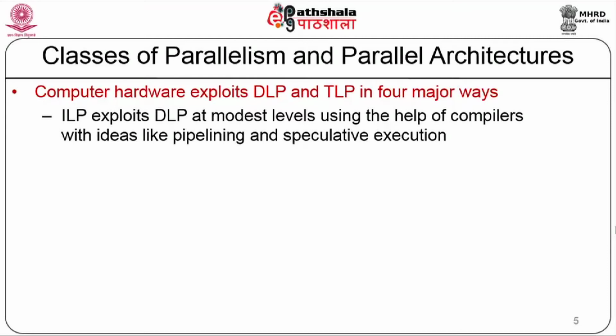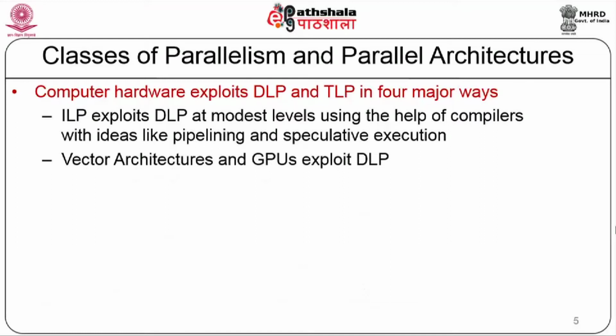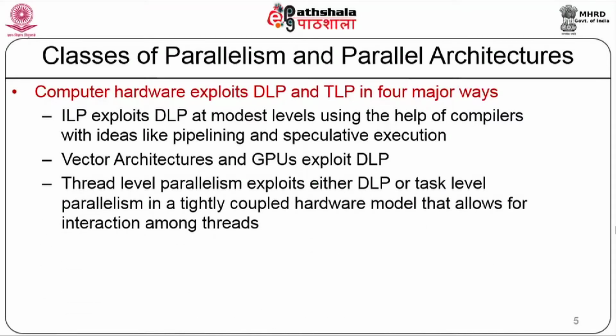Computer hardware exploits data level parallelism and thread level parallelism in four major ways. ILP exploits DLP at modest levels with the help of compilers, using ideas like pipelining and speculative execution. So even in instruction level parallelism, we exploit data level parallelism to some extent because we do pipelining and speculative execution. Also, vector architectures and GPUs, which we discussed in an earlier module, definitely try to exploit data level parallelism.